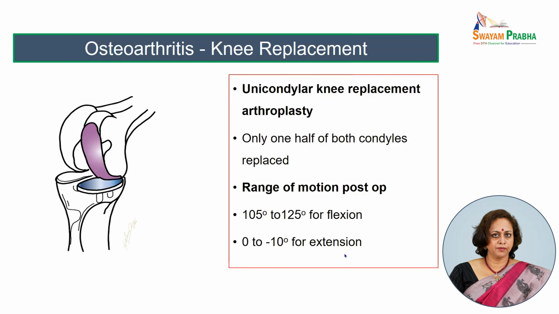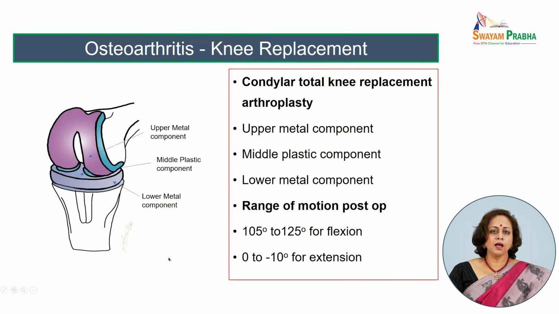The other type of knee replacement involves both the condyles. So this is called a condylar knee replacement arthroplasty. There is an upper metal component, there is a lower metal component, and in between there is a plate of plastic component. Again, the range of motion is the same, 105 to 125 for flexion and 0 to minus 10 for extension.